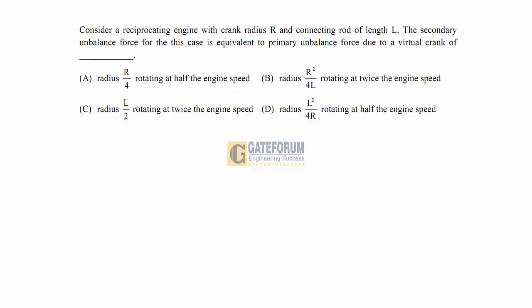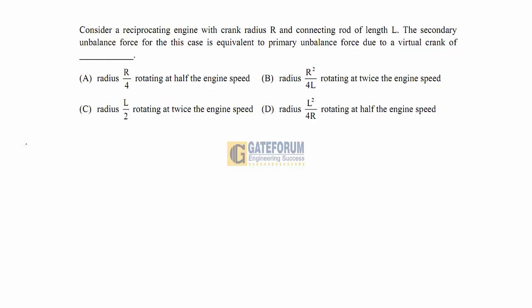Consider a reciprocating engine with crank radius r and connecting rod L. The secondary unbalanced force for this is equivalent to primary force due to a virtual crank of dash. Here it says primary force and secondary force. This is from the topic theory of machines, from the subtopic balancing of masses.